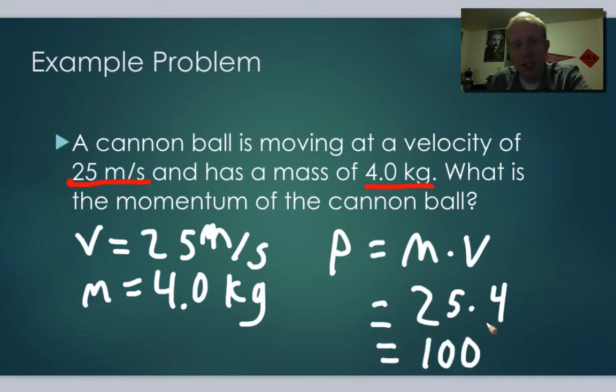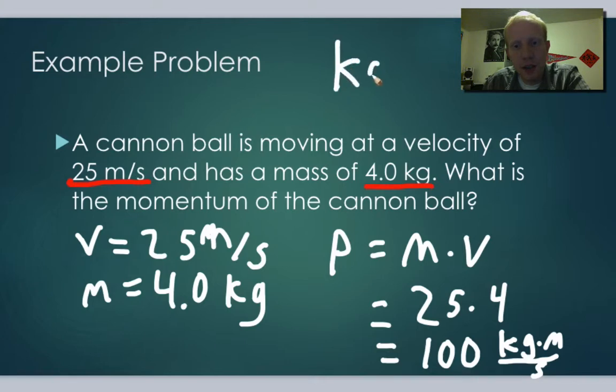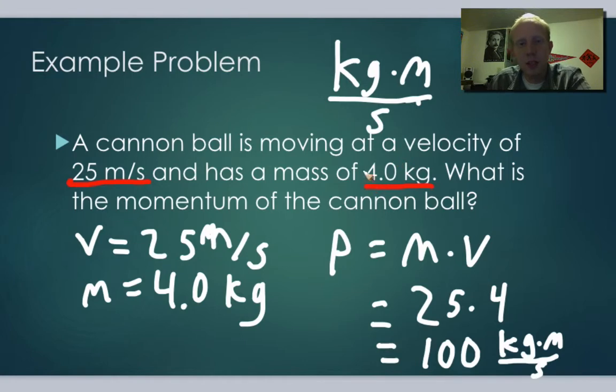But really quickly, let's think about what our units are. We have a meter per second here and a kilogram there. So our units are going to be kilograms times meters over seconds, kilogram meter per second. I write this down that the kilogram times the meters per second is always the units of momentum.